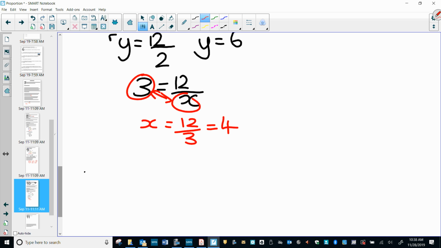Happy with that? Is that for B? Yes. B is 6. Y is equal to 12 over 2, which is 6.